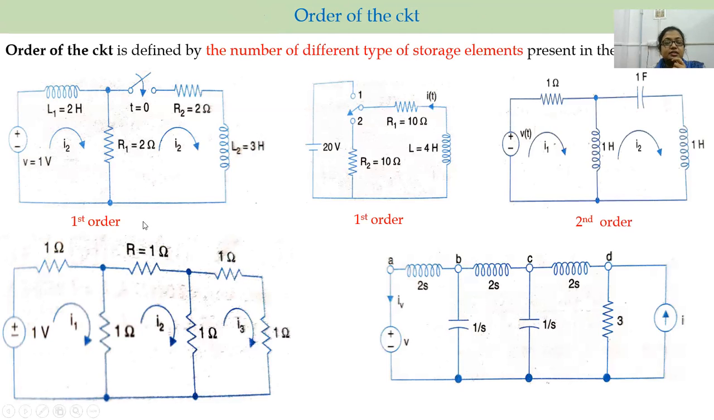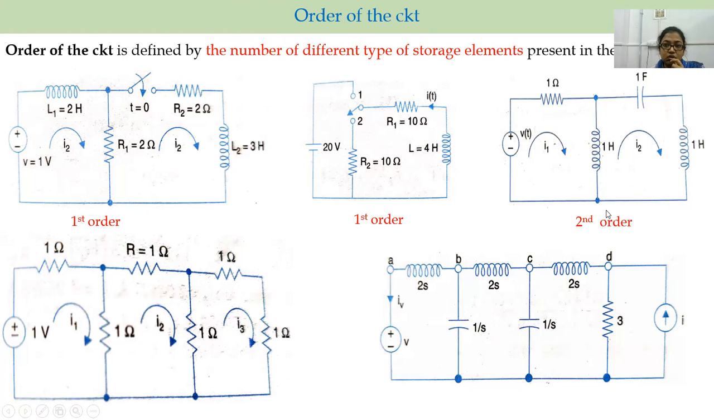Now here you can see some circuits containing storage elements, L and C. They store some energy, some charge. In this circuit only one type of storage element is there, so we can say the order of this circuit is first order. The order of a circuit is defined by the number of different types of storage elements present in the circuit. Here only one type of storage element is present, that's why the order is 1.